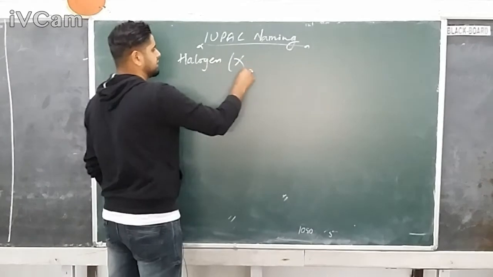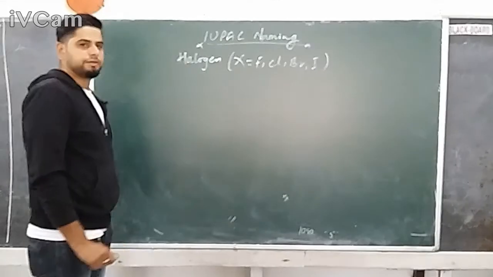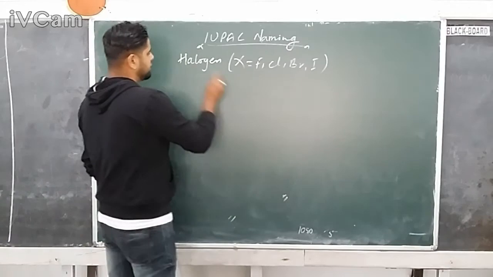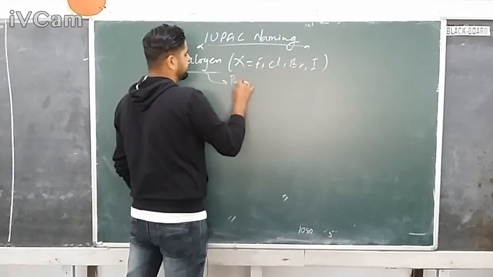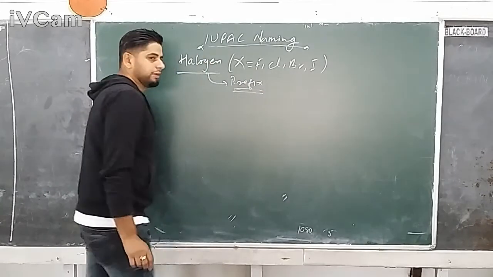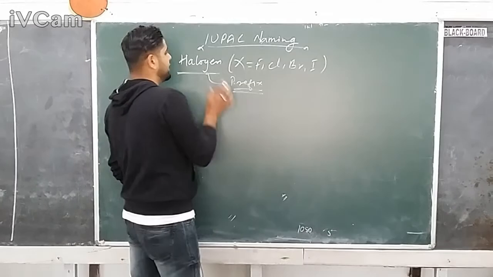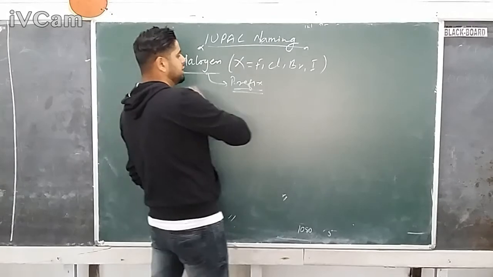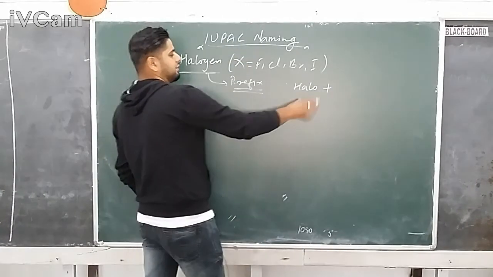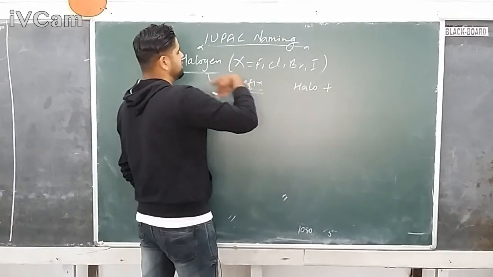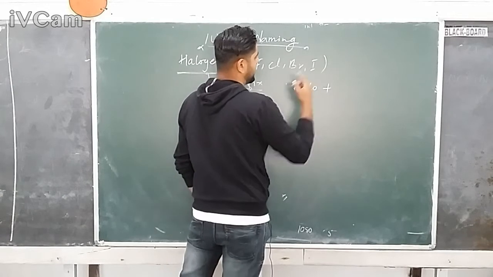Generally we write X, so X may be F, Cl, Br, I: fluorine, chlorine, bromine or iodine. Remember this: the halogen functional group will always be a prefix, meaning the name of this halogen functional group will be written first. So simply we write halo plus. I'll give you an example, then you can easily understand why I'm writing plus here. Generally halo for halogen, so fluoro for fluorine, chloro for chlorine, bromo for bromine, iodo for iodine.